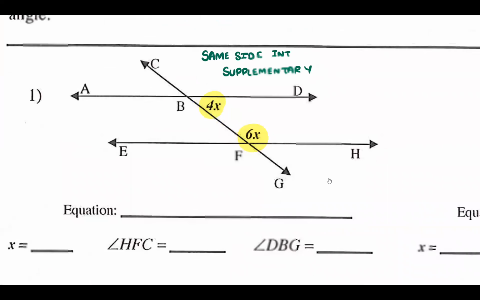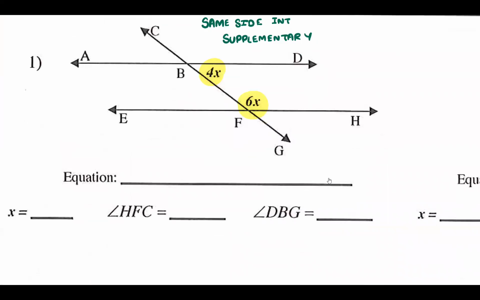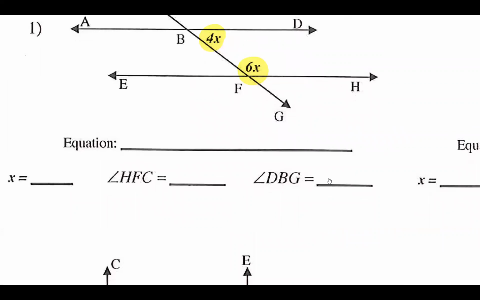So it says equation. What equation would I draw using my two angles? Dude, you were on it. So you'd say 4x plus 6x equals what, Ethan? Well, what do we say about same side interior angles? They're what? They're supplementary. So the sum of those two angles has to equal 180.